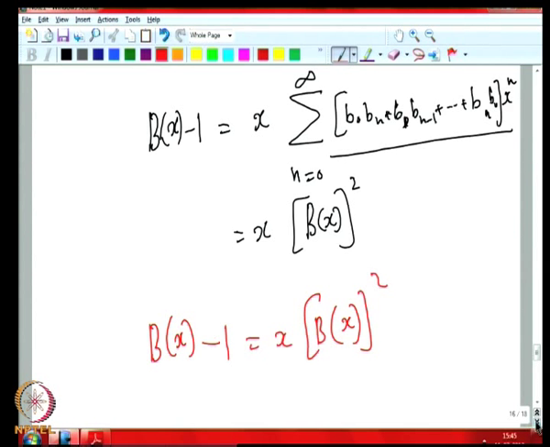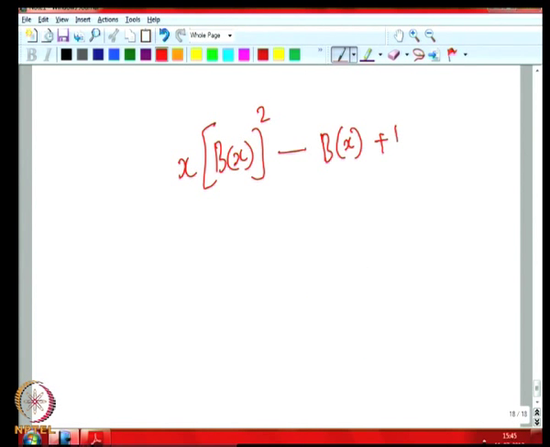Yeah, this minus 1 will become plus 1 on the other side. So that plus 1 equals 0. Now how will you find b of x? We use the method to solve quadratic equations, because this b of x is quadratic.